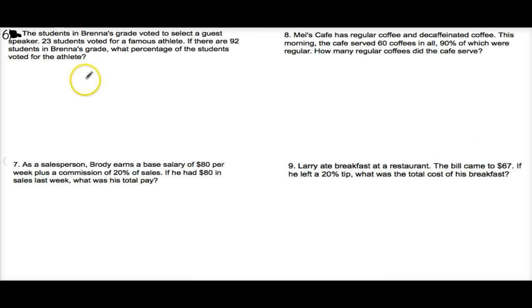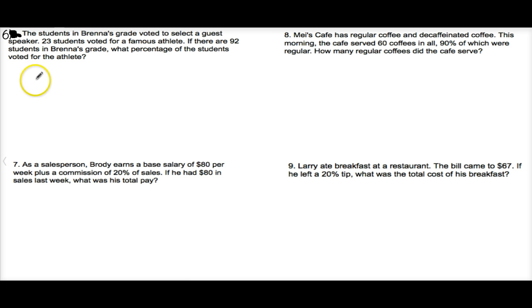Number 6, the students in Brenna's grade voted to select a guest speaker. And again, this is one of the questions for Math 6 Plus, but it's number 6 on the other page, or it's somebody's. I'm not sure. I'm tired. To select a guest speaker, 23 students voted for a famous athlete. If there are 92 students in Brenna's grade, what percent of the students voted for the athlete?